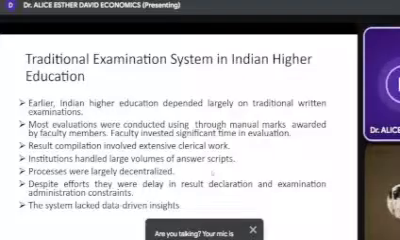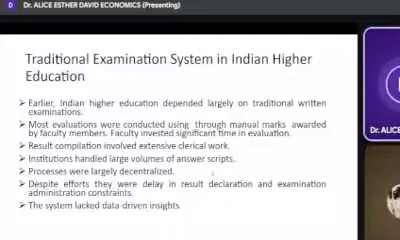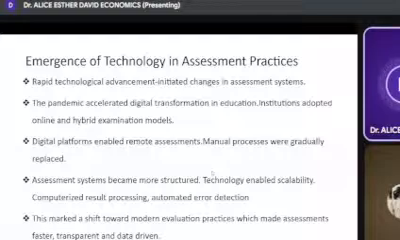After technology has come into assessment practices, we see that assessment systems have become more structured, and technology has enabled scalability with computerized result processing and automatic error detection, which has made evaluation easier. It is easier with outcome mapping.